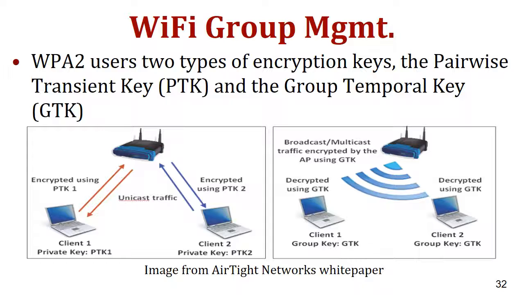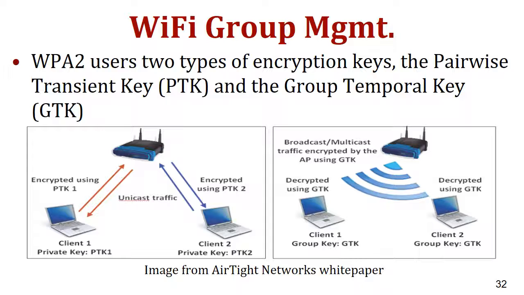The first type of key is the pairwise transient key, as you can see on the left side. When the access point wants to send messages to both client 1 and client 2, it will use unicast. Basically, it will send two messages, one to client 1, encrypted by the key with client 1, the PTK1, and another message to client 2 directly with the key PTK2. So the messages will not influence each other, and client 2 and client 1 cannot see the content of each other, even if it's about the same thing.